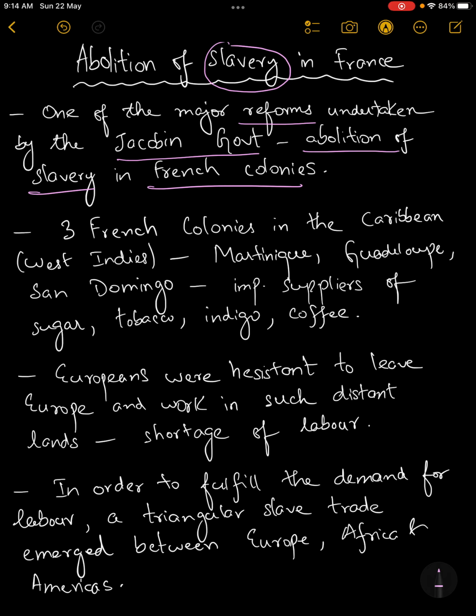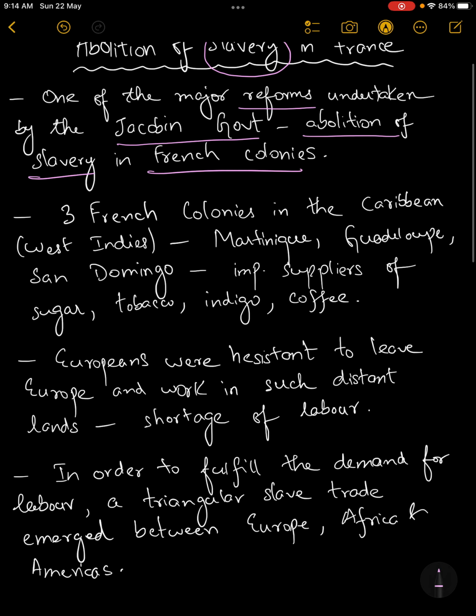For instance, India was a colony of Britain, Singapore was a colony of Britain, Hong Kong was also a British colony. So you get the point, right? They went and illegally occupied other lands for the sake of looting and plundering, basically, and they called it trade. So the Jacobin government decides that we need to abolish slavery, and this was one of the major reforms they had undertaken.